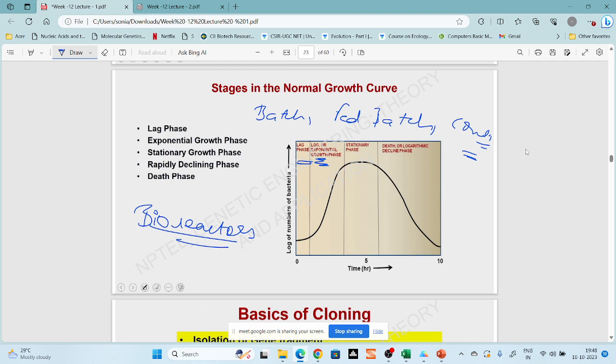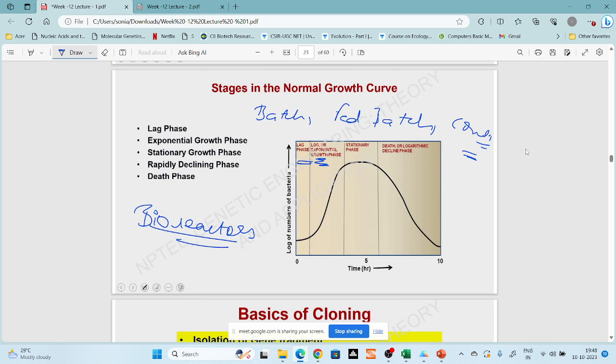Then comes your exponential phase, where the exponential growth of the bacteria takes place. That means your growth rate is greater than your death rate. Okay, so when scientifically I put that the growth is exponential, then I have to say that the growth rate is greater than the death rate. That is your exponential phase. Then comes your stationary phase. In the stationary phase, your growth rate is equal to the death rate. Okay, so there's a plateau, stationary phase. And then comes your phase, where your growth rate is less than your death rate. So that is how you define it.